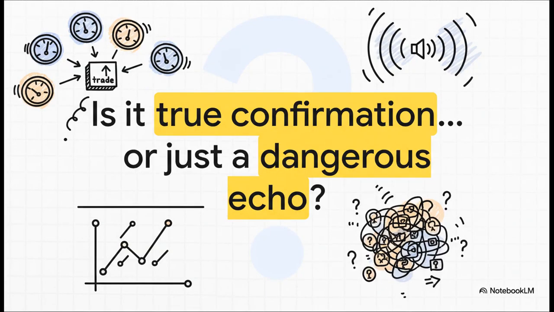So I'll leave you with this final question to think about. The next time you see a trade where every single one of your indicators is lined up perfectly, ask yourself, is this true confirmation? Am I getting a really high conviction signal here? Or is it just a dangerous echo, amplifying one single piece of information and hiding all the real risks?